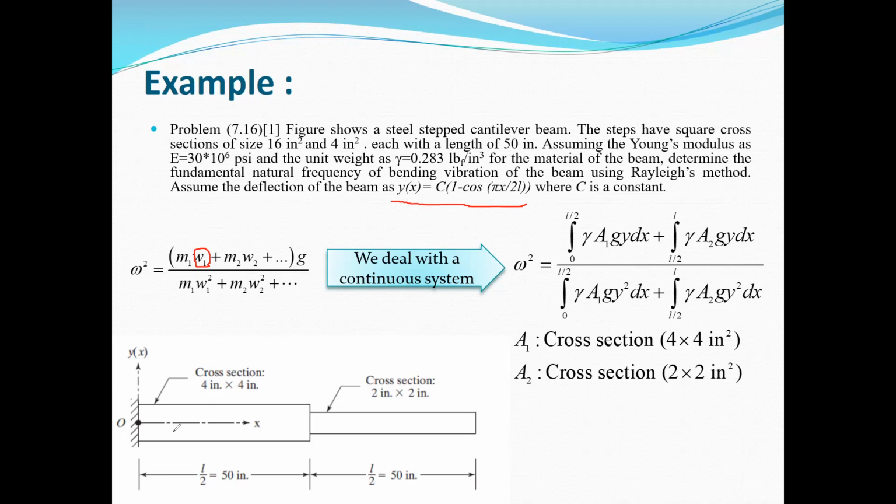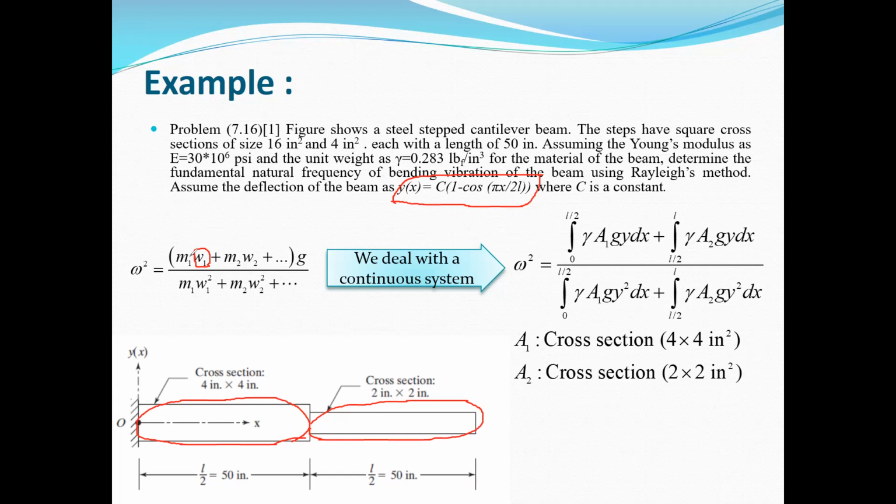Here we have two different masses. One is the first part of the beam with the cross section 16 inches squared, and the second mass is this beam with the cross section 4 inches squared. But here, instead of using the summation of the mass times the deflection, because this is a continuous system and we have the deflection for each point as a function of x, we can substitute into the integral form of the equation.